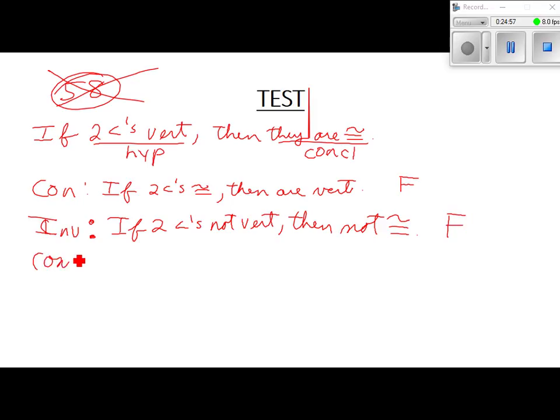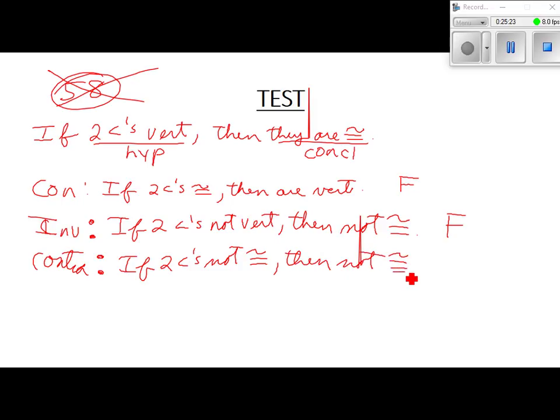Contrapositive. What's contrapositive do? Alyssa, you all right over there? Flips and negates. So what's it going to say? Two angles are not congruent. Two angles not congruent, then not vertical. True or false? True. That one's true. Oops. Put too many bars on my congruent symbol there.